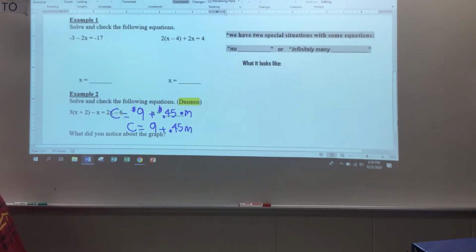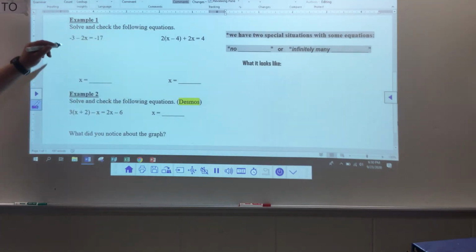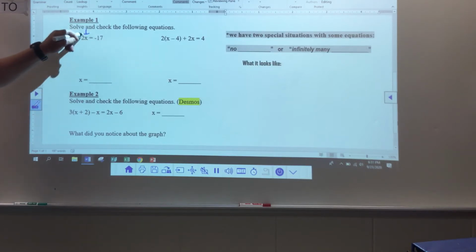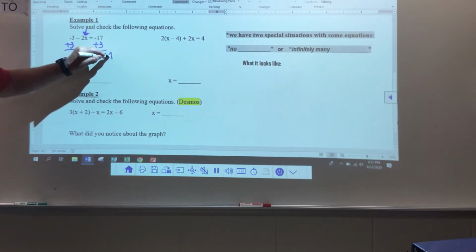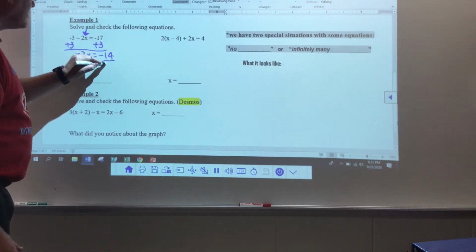So let's go on to example 1. My guess is that you guys know how to do stuff like example 1. I'm going to go ahead and solve it by hand if you don't mind. It says solve and check the following equations. It says -3 minus 2x equals -17. I'm looking for that x right there. So I've got to get rid of this -3 and this -2 that's multiplying with my x. I'm going to start by adding 3 to both sides. I get -2x is equal to -14. Hopefully I didn't lose track of that negative sign. Nope, I didn't. And then I just have to divide by -2 on both sides.